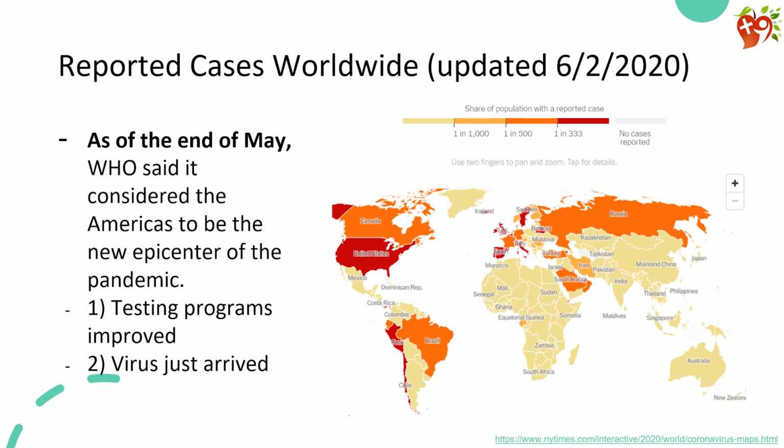Now let's briefly go over the current situation. We'll provide some charts, graphics, and stats to showcase the spread of COVID-19 and its effects. The World Health Organization said it considered the Americas to be the new epicenter of the pandemic. The increase in some countries can be attributed to improved testing programs. In others, though, it appears that the virus has only now arrived with wide scope and fatal force.